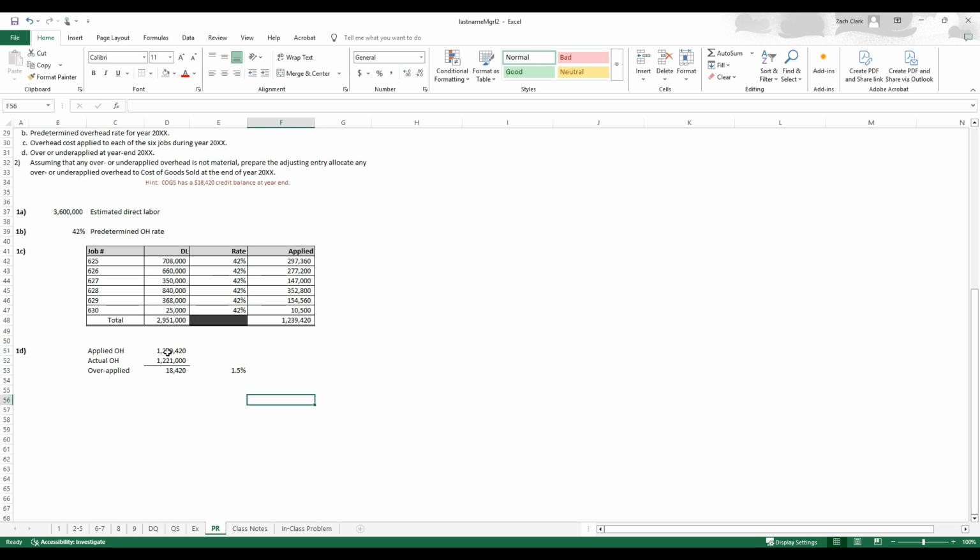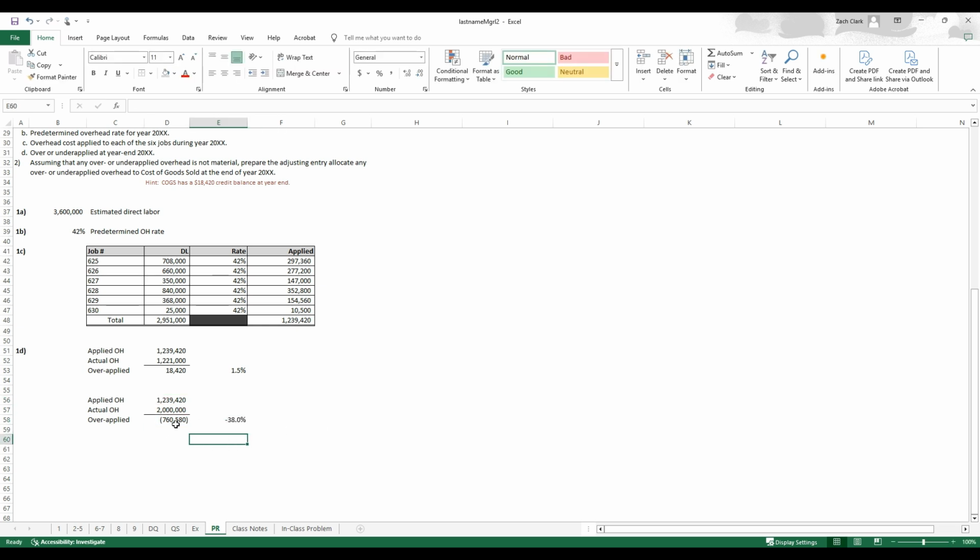Okay, and just alternatively, just for the fun of it, let's assume that we applied the same overhead, but in reality, let's just say this was $2 million, just for the sake of discussion, right? So if our actual overhead was $2 million and our applied overhead was 1.2 million, then we're off by 38%.